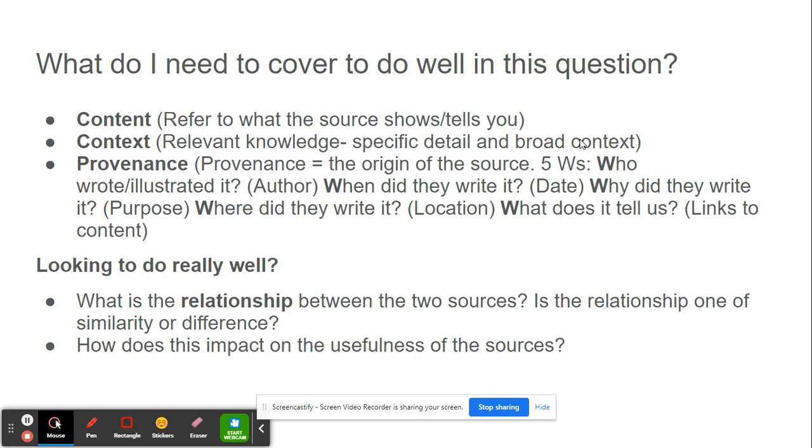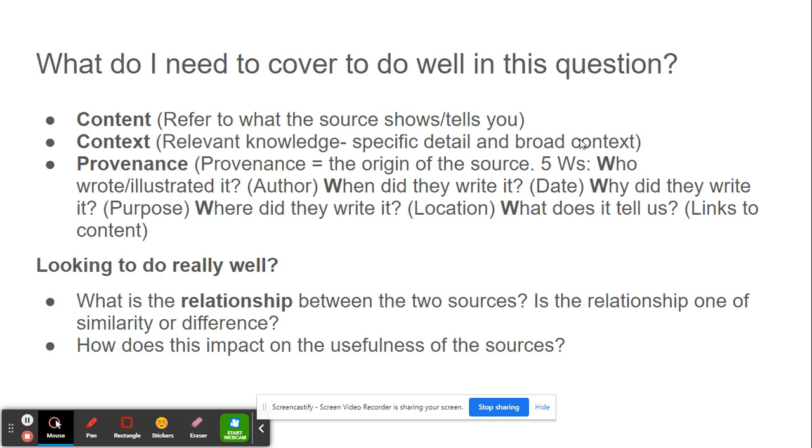So to do well in relation to this question, what do you need to do? You need to cover content, so in other words, what the source shows, context, so that's relevant knowledge, specific detail, broad context, and provenance, so that's the origin of the source: who wrote it, when did they write it, why did they write it, where did they write it, what does it tell us? All of these things are relevant.